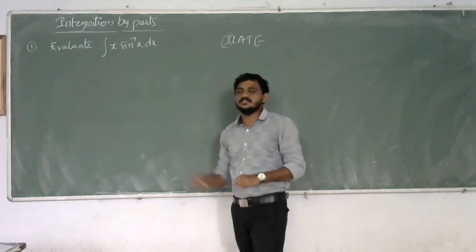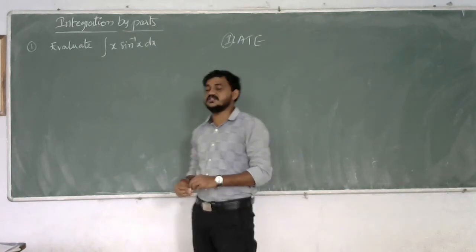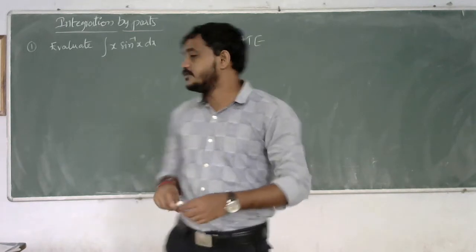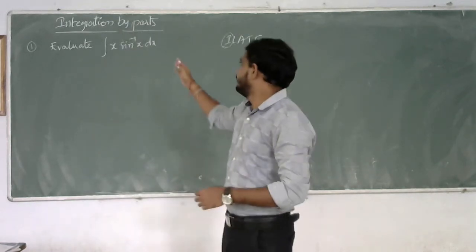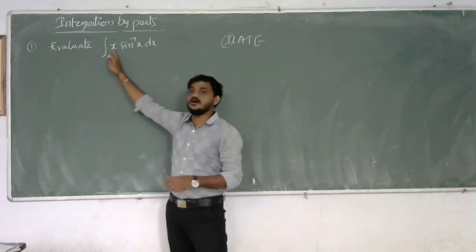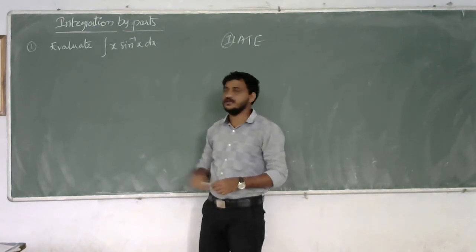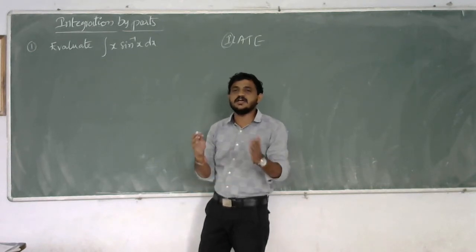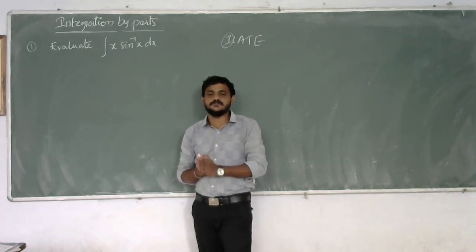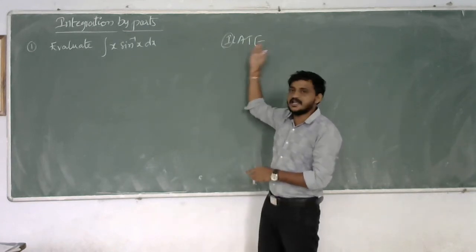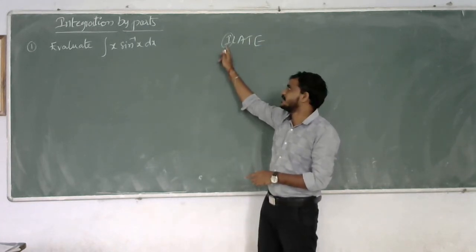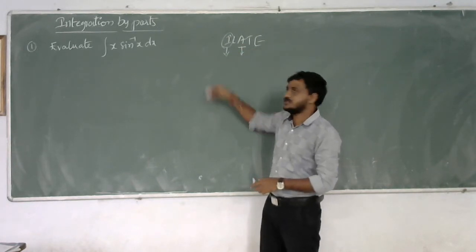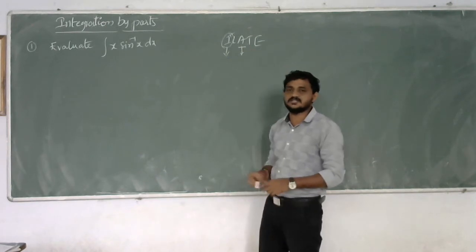So let us see this problem here: x into sin inverse of x into dx. How to solve this? x is an algebraic function and sin inverse of x is an inverse trigonometric function. Which function gets first preference by the ILATE condition? I comes first, then A. A is algebraic, I is inverse trigonometric. So inverse trigonometric comes first.